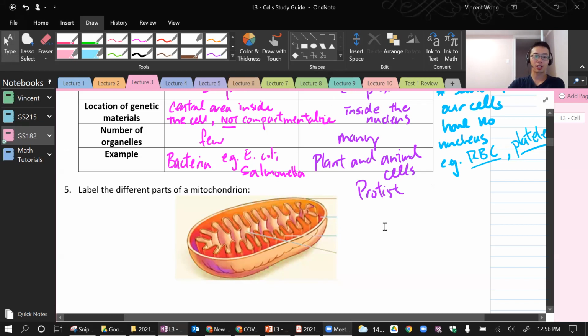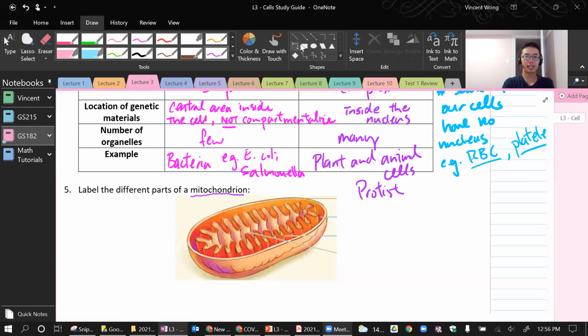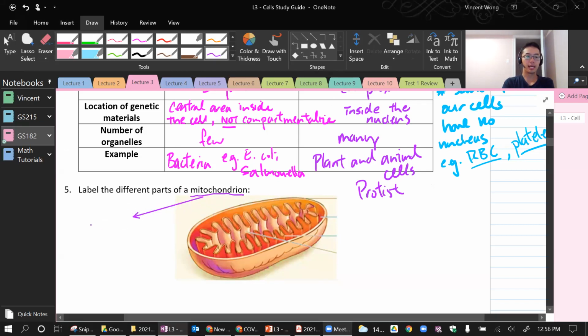Back to here. Label the different parts of a mitochondrion. Singular is R-I-O-N, plural is R-I-A. So this is a mitochondrion. We will fill this in later, but mitochondria basically is the powerhouse. They make ATP, which is the usable form of energy in your cell, in the body.